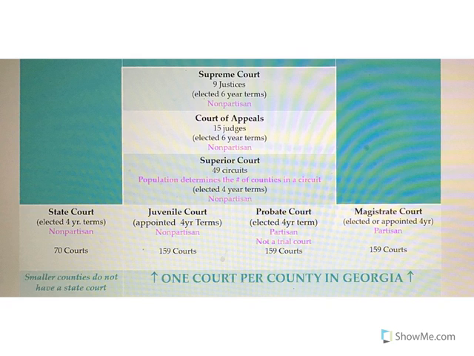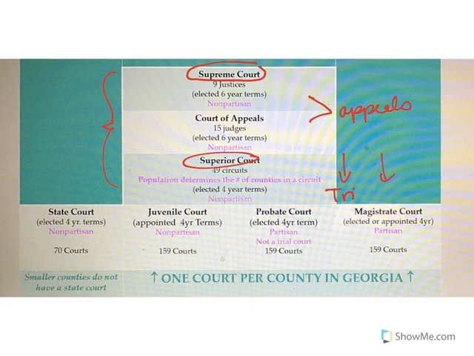So this is a slide in the PowerPoint that you are going to use today to take notes with. It creates a little chart that's a hierarchy system. Obviously at the top of your hierarchy is your Supreme Court. These two courts are known as appeals courts or appellate courts. Everything below that, including the Superior, are called trial courts.